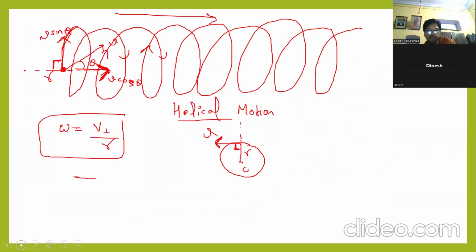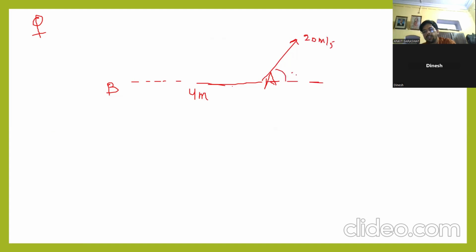Now write one more question. It's a helical motion. You can write it's a helical motion. If I ask one more question, write it down. Same question I am asking. This is A, B. Clear? And let us suppose this A is 4 meter. This is again 20. And this angle is 37.